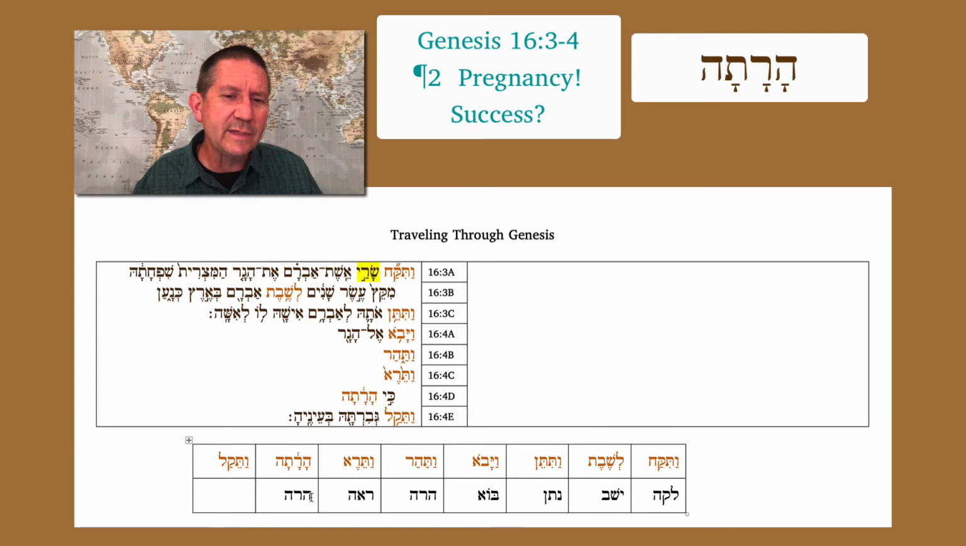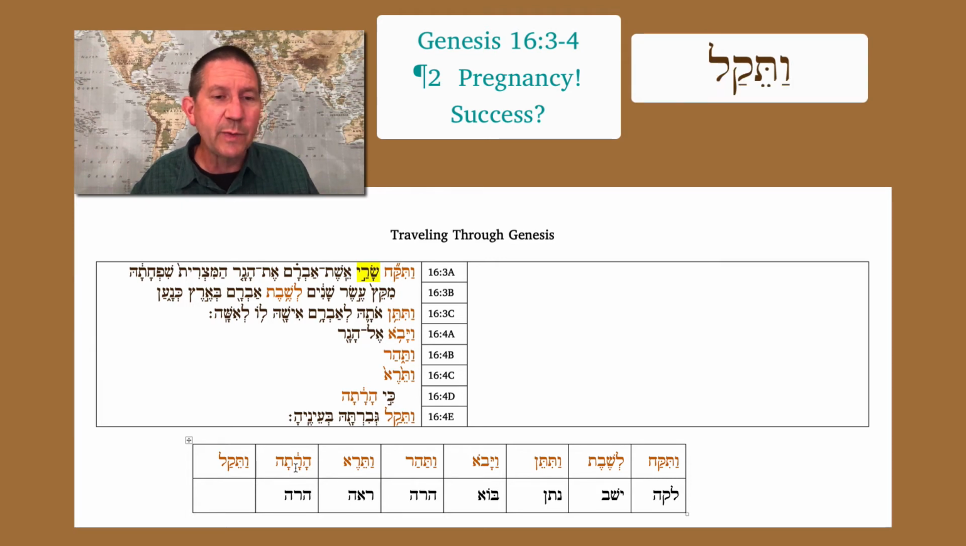And why is it not ha-rata with a vocal shava under the resh? This is a pausal form. I left the accent on this one on purpose, just as a reminder that when we get a pausal form, that vocal shava under R2 can become a full vowel, and typically it will be a long vowel.